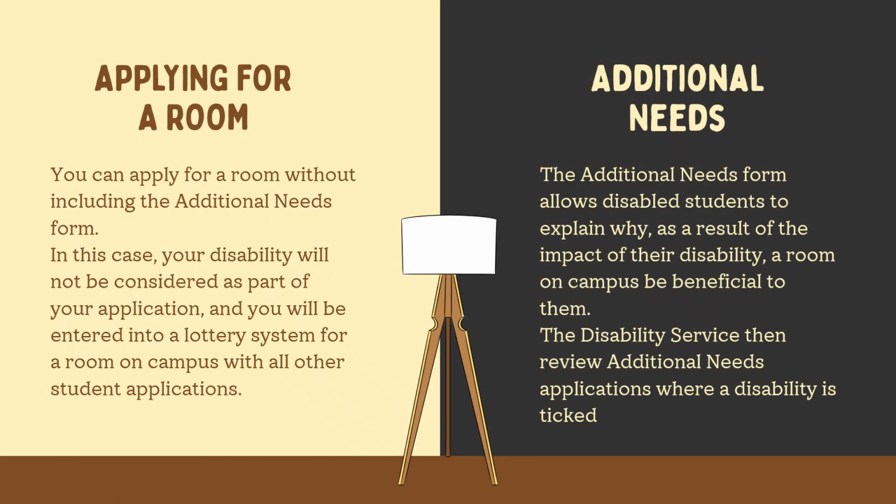Applying for a room and the additional needs form. You can apply for a room without including the additional needs section of the form. In this case, your disability will not be considered as part of your application, and you will be entered into a lottery system for a room on campus with all other student applications. The additional needs section of the form allows disabled students to explain why, as a result of the impact of their disability, a room on campus will be beneficial to them. The Disability Service will then review additional needs applications where a disability is ticked in the additional needs section of the form.